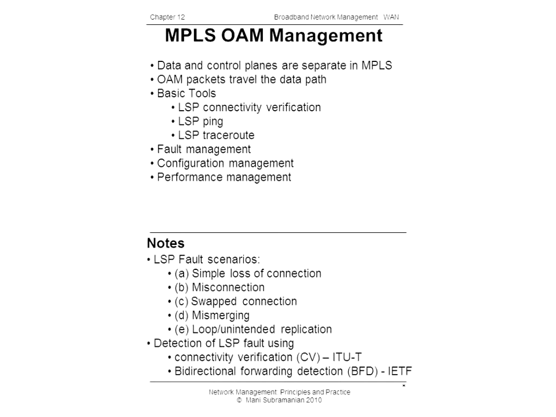Now this is MPLS OAM management. In an MPLS network, the data plane and the control plane are different. The data plane basically carries the traffic and is used for MPLS OAM, that is operation, administration and maintenance. So OAM packets follow the data path.